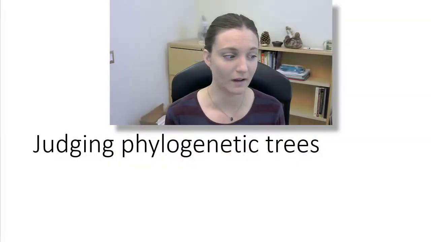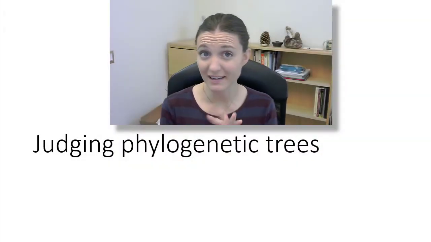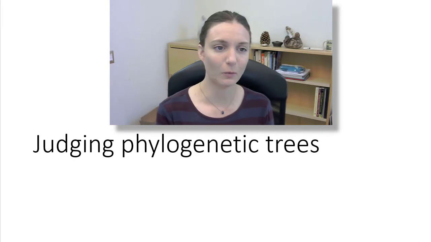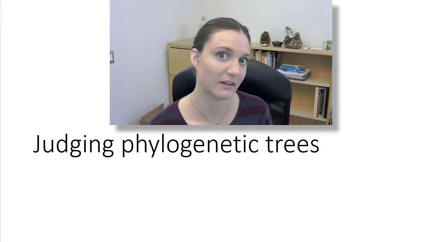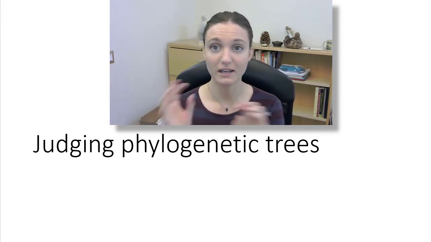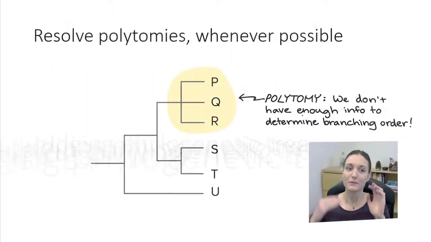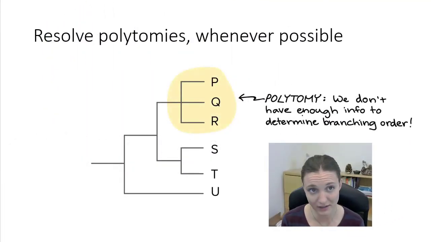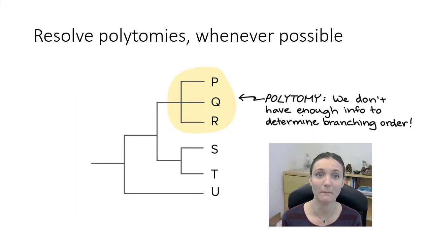So we've talked about what makes up a phylogenetic tree and how to construct them. Now let's talk about what makes a good phylogenetic tree and the characteristics that are helpful when interpreting phylogenetic trees. In some phylogenetic trees, you might see what we call a polytomy.